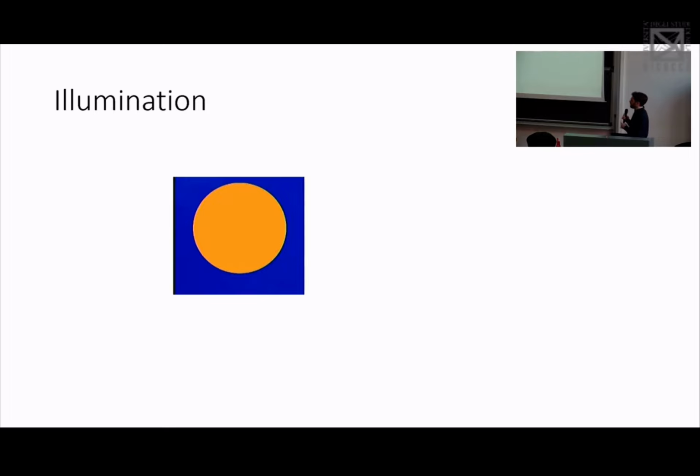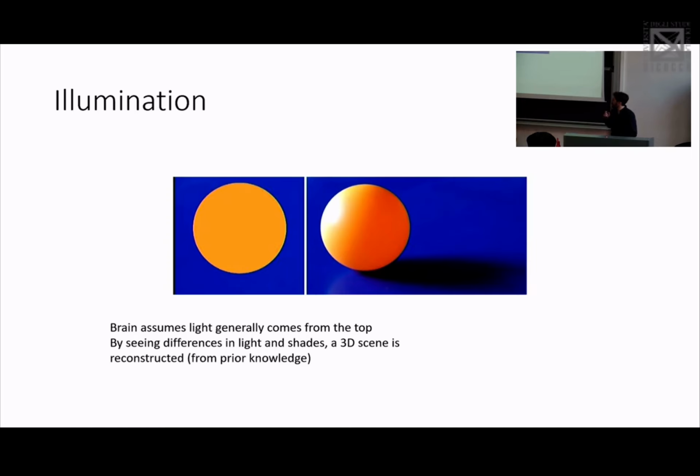And you can see that from illumination. If you get this very simple sketch, you don't know what you're looking at. But if you just add some shading, that's the same image with a bit of a shade, your brain reconstructs a 3D ball in space, and it's just the exact same image with more light here and the shade here.